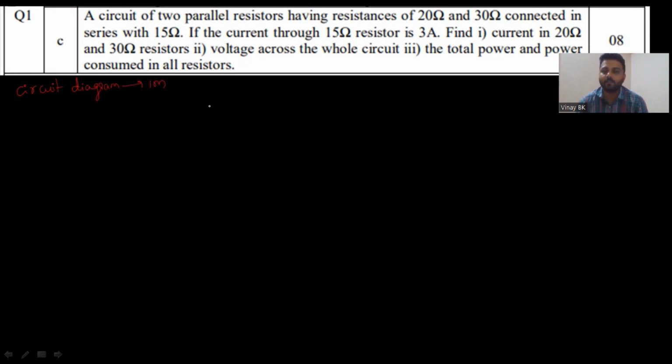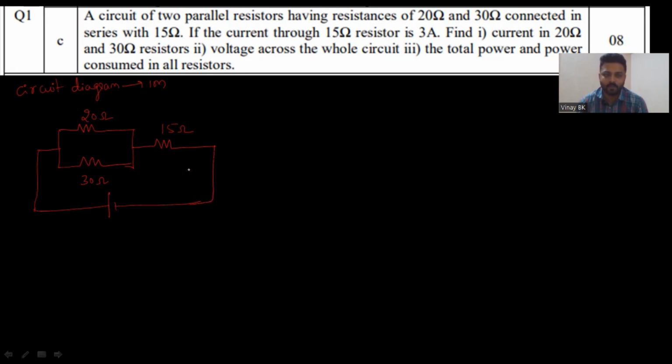A circuit which consists of two parallel resistors. So I'm drawing two parallel resistors, that is 20 ohm and 30 ohm. You can write 20 ohm, 30 ohm, either 30, 20 or 20, 30. This combination is connected in series with a 15 ohm resistor, and the entire combination is connected across a voltage source V.